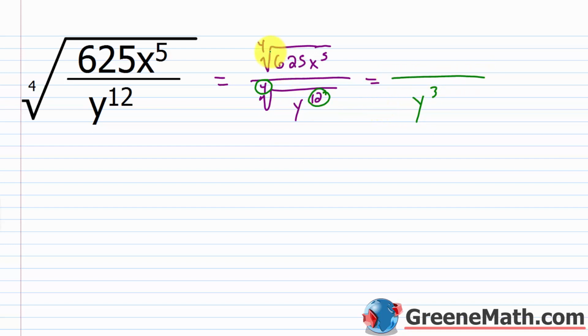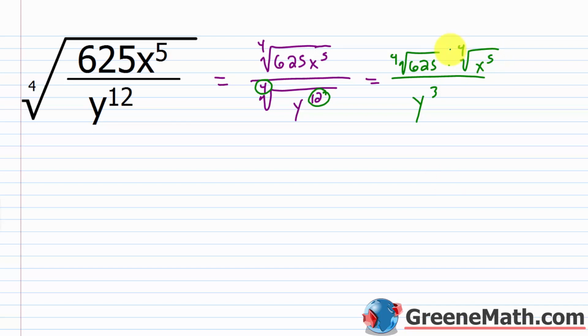Up here, I've got the 4th root of 625 times the 4th root of x to the 5th power if I wanted to break it up. So the 4th root of 625 times the 4th root of x to the 5th power. Now, I know I can simplify here because the 5 is larger than the 4.